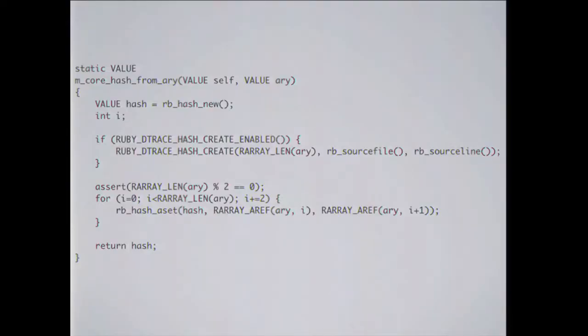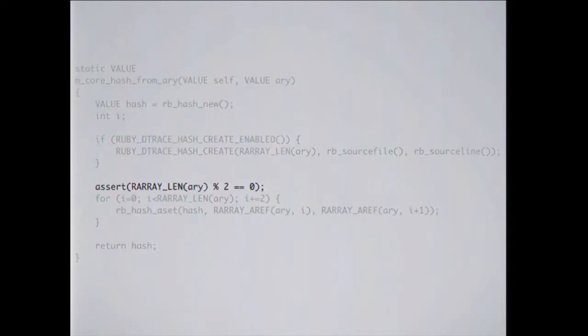So here's an instance of the C code behind the hash from array method. So what this method does is, as I showed before, when you use a hash literal, this just translates into a method call to this method internally. And it does some stuff. It basically loops over the array and sets hash elements for each pair in the array. But take special note of this assertion that's there.